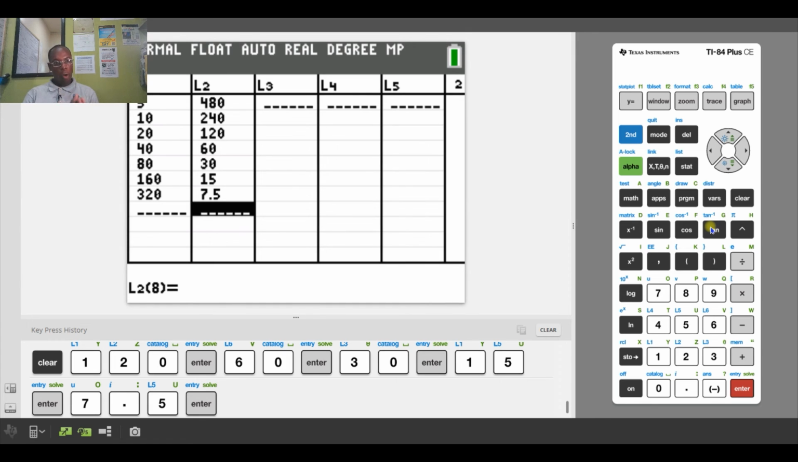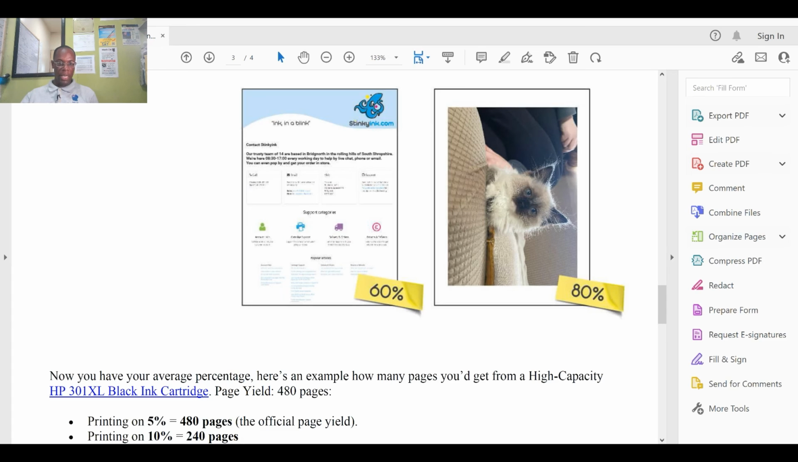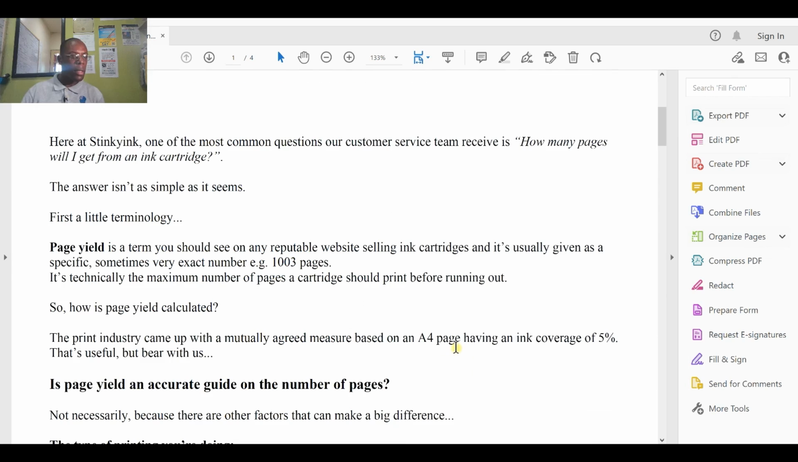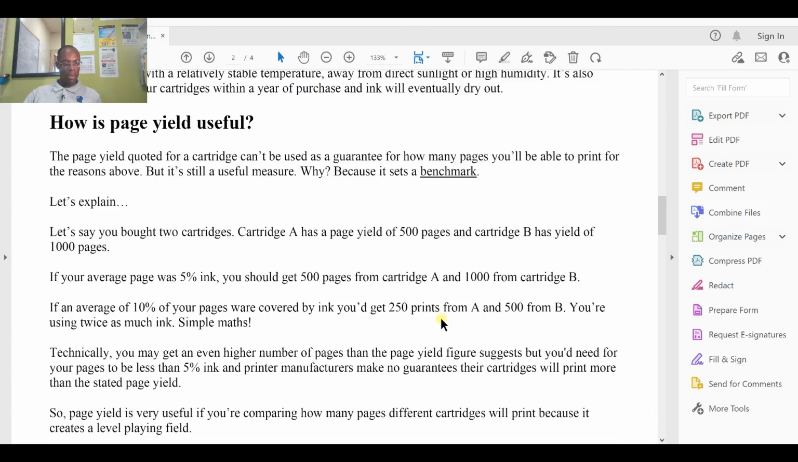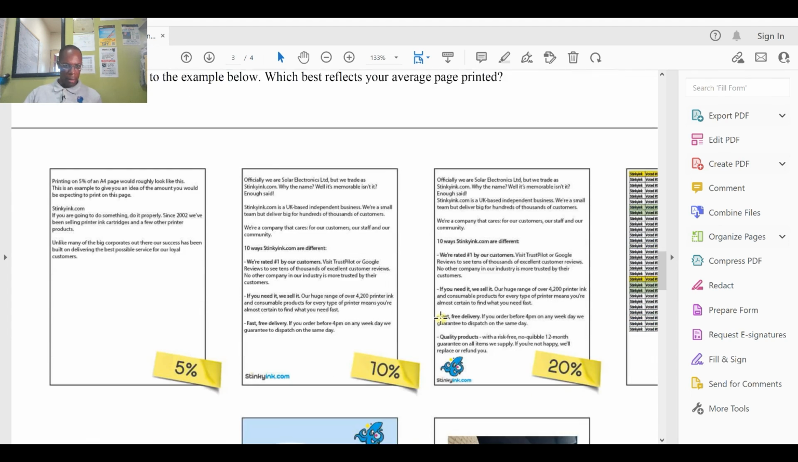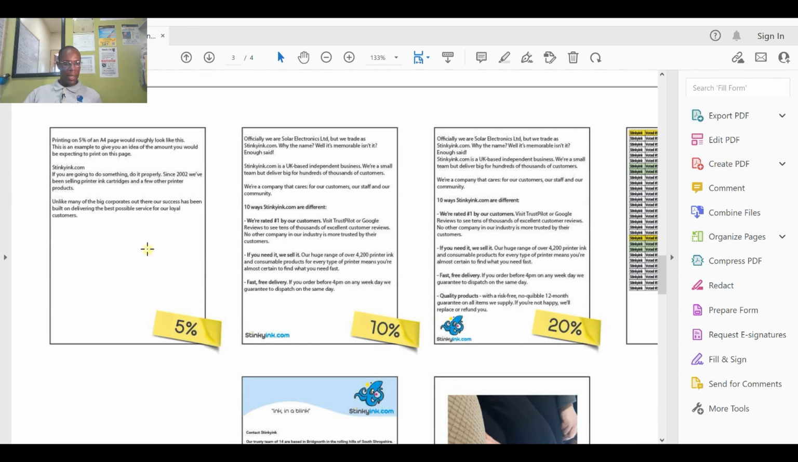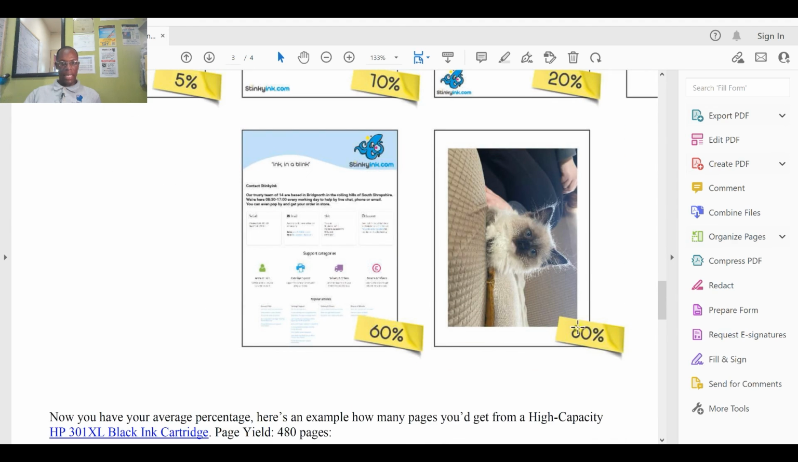Do know that the majority of your printing, if you're printing essays or that kind of stuff, will be about 10 or 15%. So you can expect to get around 240 pages. You can see it right there, 240 pages, 10% coverage. Let me give you a reference again. So this is what Stinky Ink, that's where I got this very nice article from. I share this with persons who do their refills with me, but you can find the article online. Alright, so that's what they're saying 5% looks like, 10%, 20%, 60%, 80%.